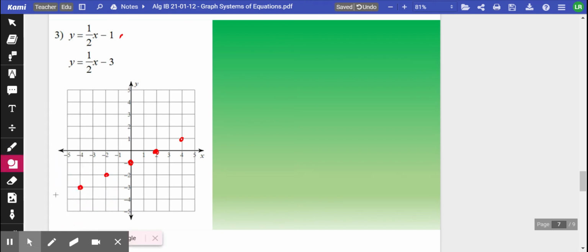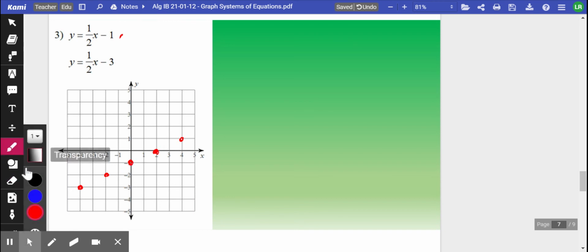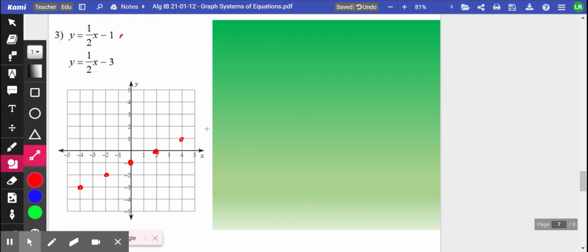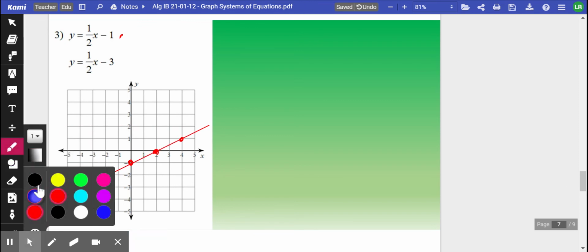And I'm going to connect these. Oops, I'm a little bit off. Let me undo that. I don't like the way that looks. There we go. That looks better. Now go to the next one.